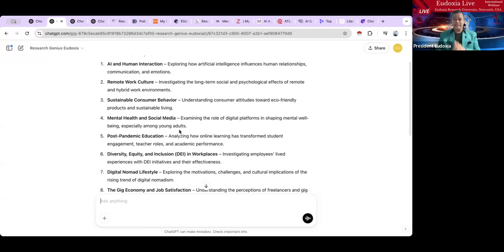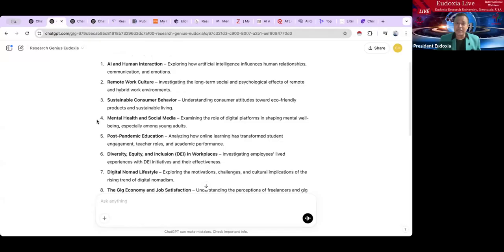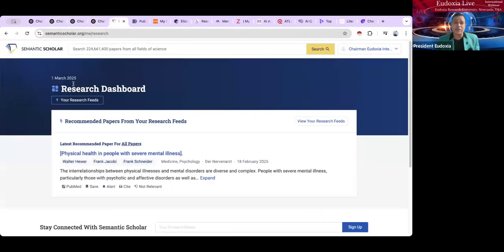Yes, we have some technology today that we can use. I will share some other GPTs with you, like a qualitative data collector and analyzer, but later on. Now you see that we need some papers and some databases for our qualitative research design. So now I am moving forward to this one.